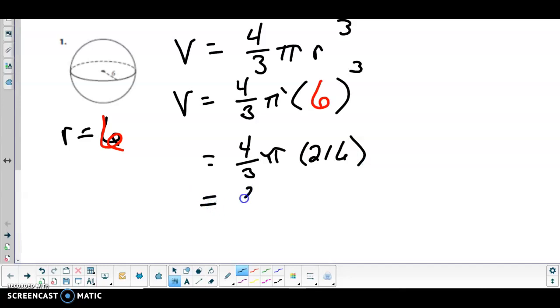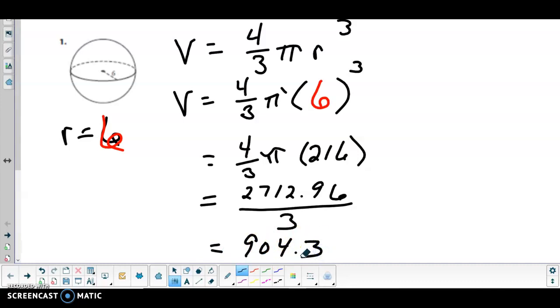That's going to be equal to 2,712.96 divided by 3. And then when you divide it by 3, what you get for the volume is 904.3. So that would be the volume of that sphere.